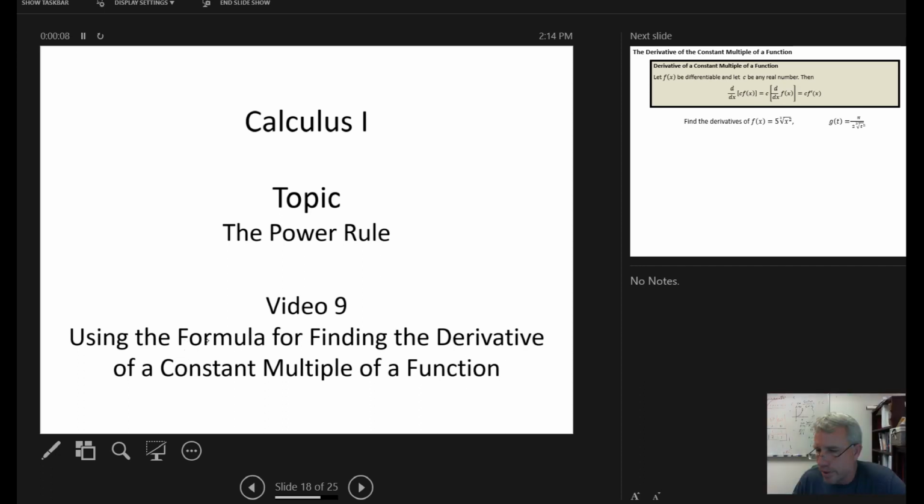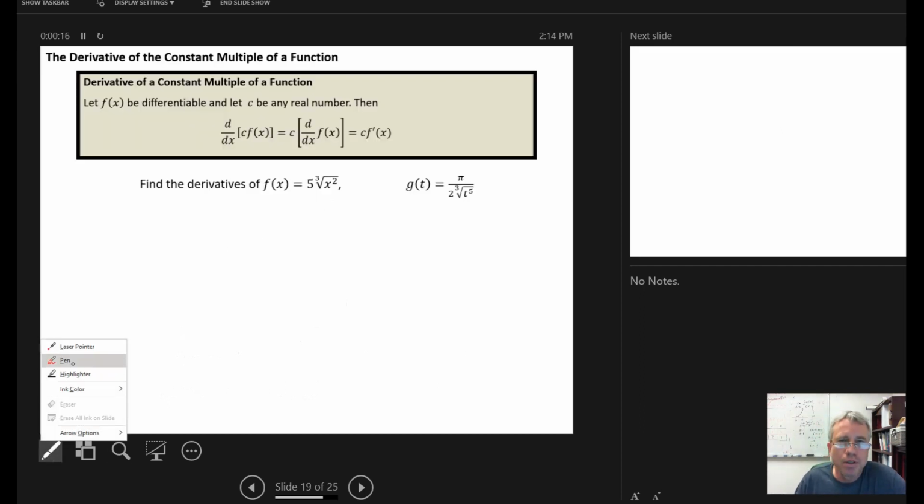So in this video, we're going to use the formula we previously developed for finding derivatives of the constant multiples of a function. So in this case, it says find the derivatives of f of x equals 5 times the cube root of x squared and g of t equals pi over 2 times the cube root of t to the fifth. So we're going to take two derivatives. So we'll start with this guy here.